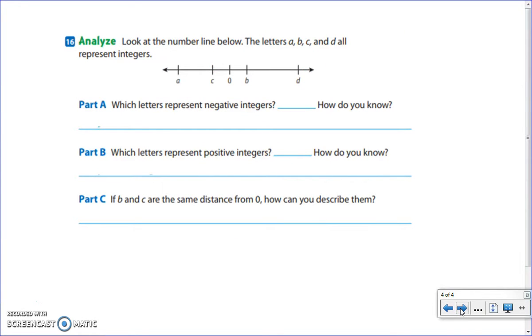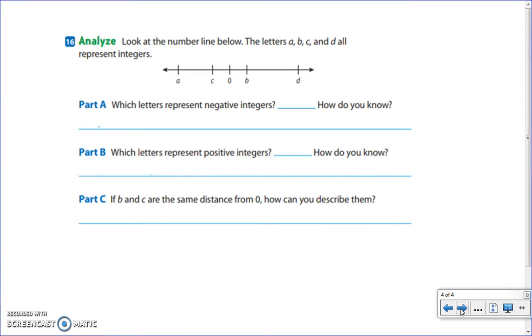It says look at the number line below. The letters A, B, C, and D all represent integers. Okay, I like this problem because this is a lot like what you're going to see on the test. You're going to see the number 0 representing the middle of the number line, and you're going to just see letters, not numbers. And so what you have to do is actually understand how a number line works.